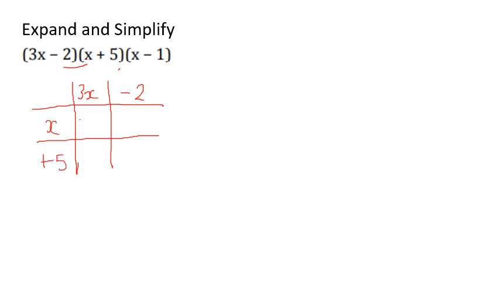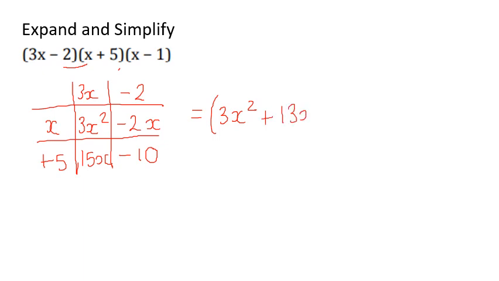So x times 3x is 3x squared, x times negative 2 is negative 2x, 5 times 3x is 15x, and 5 times negative 2 is negative 10. So we actually get 3x squared, take 2x, but plus 15x. So we end up with a positive 13x, and then subtract 10 at the end.